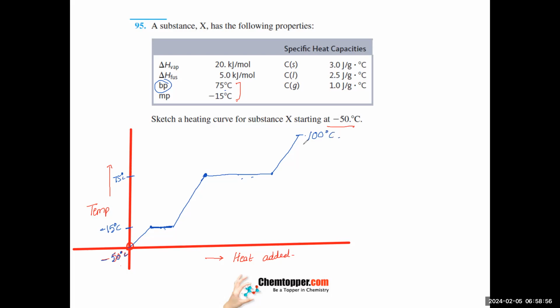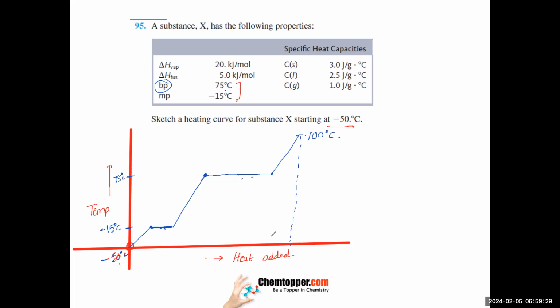Now, the total amount of heat needed to go from minus 50 to 100 is the sum of all these steps. No, we are not going to do that right now. In the graphs, we are just sketching. Sketching means just to show how it is going, not exact measurements. We are good with this?